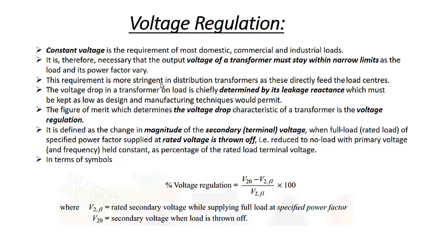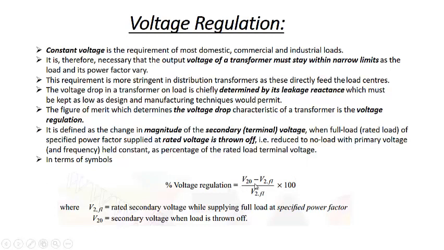The figure of merit which determines this voltage drop characteristic of a transformer is known as voltage regulation. The voltage regulation is defined as the change in magnitude of the secondary terminal voltage. This is important, it is only related to magnitude, not to the angle or the phasor, when a full load, rated load of the specified power factor supplied at rated voltage is thrown off. That is reduced to the no load with primary voltage and frequency held constant, as a percentage of the rated terminal voltage.